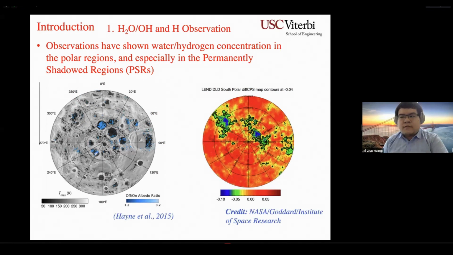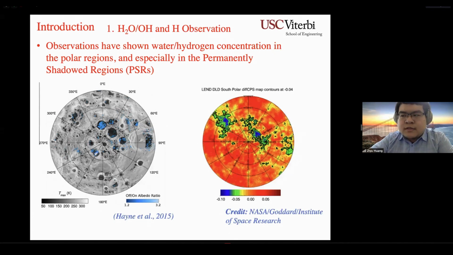First, I would like to give a brief introduction about water, hydroxyl, and hydrogen observations. Several observations have been made to map water distribution in the polar region, and they have detected water concentration in craters in the polar region, and also in permanently shadowed regions. And Lunar Prospector also detected hydrogen-rich deposits in those areas.